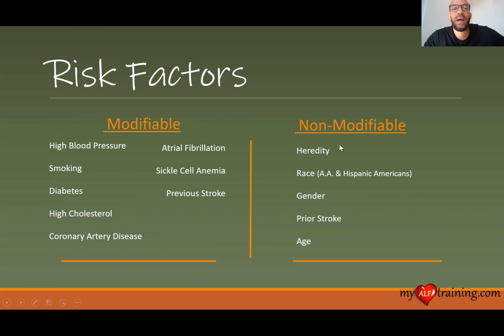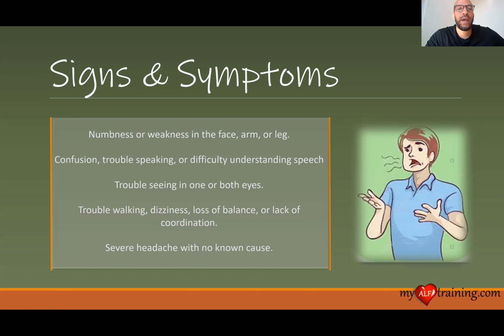And our non-modifiable risk factors, these are things that we can't change that place our patients at risk. It's heredity. So if their mother had it, father had it, race, it's more common among African Americans and Hispanic Americans. Gender, more common amongst females. And again, prior stroke and the patient's age. As they get older, their risk increases. So these are our risk factors.